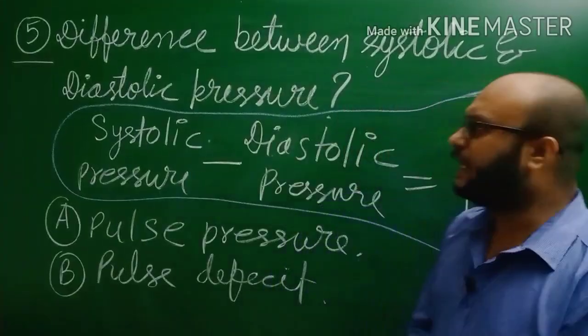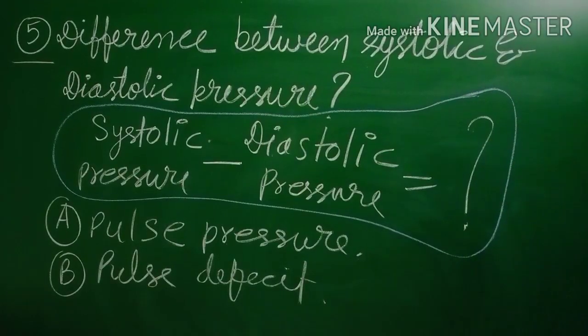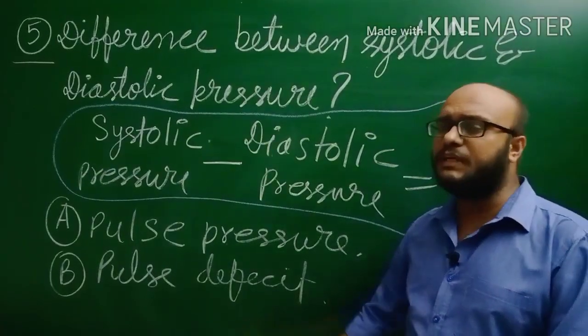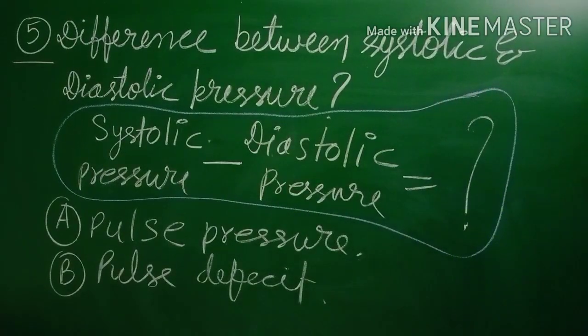Here's the next question, everyone. Difference between systolic and diastolic pressure is known as option A pulse pressure, option B pulse deficit.